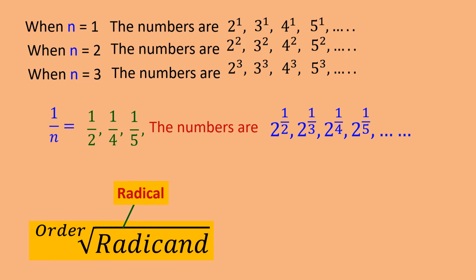As you have seen the root sign in mathematics, that root sign we call a radical, and the number which is written inside the root is called the radicand. The number written outside, in the division form, is called the order. The order is always in the form of a natural number.